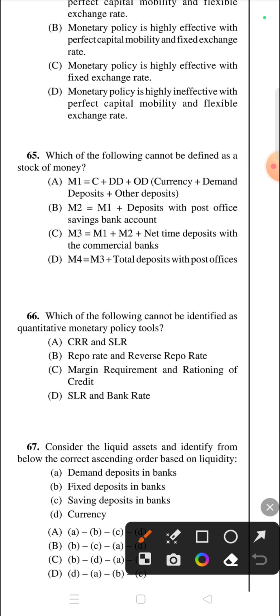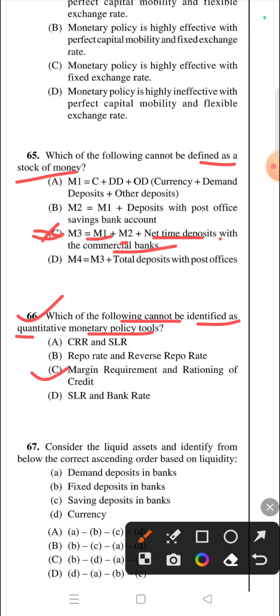Question number 65. Which of the following cannot be defined as a stock of money? Right answer is option C. M3 is equal to M1 plus M2 plus net time deposits with the commercial banks is not the stock of money. Question number 66. Which of the following cannot be identified as quantitative monetary policy tools? The right answer is margin requirement and rationing of credit.